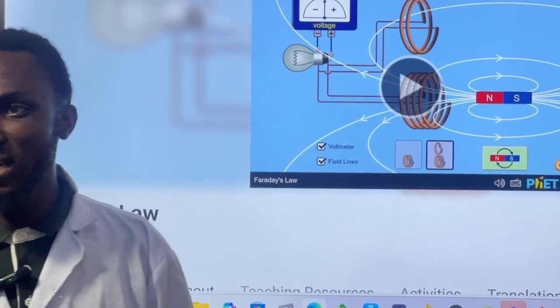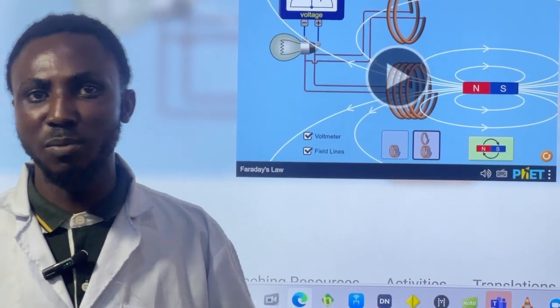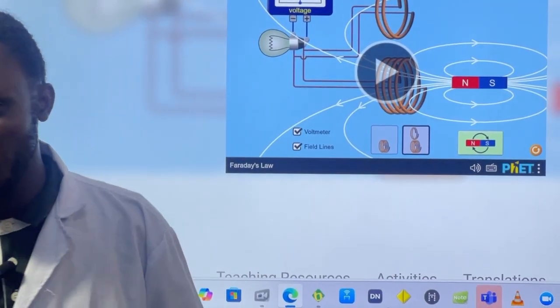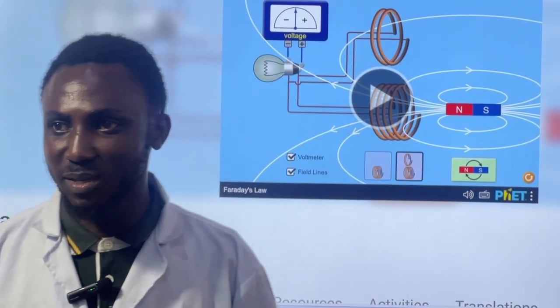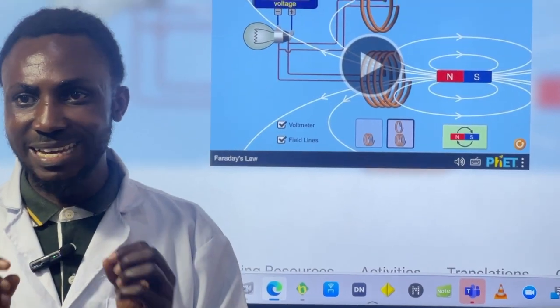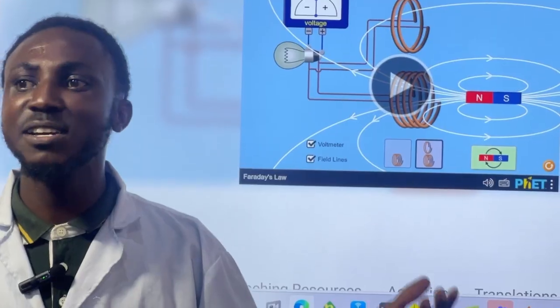So you know what a coil is. A coil is just a wire wound around a cylindrical object. So that is what you call a coil, or you can also call it an inductor. But the question you might want to ask me is, what is an inductor? An inductor is a device which stores electrical energy in form of magnetic field.